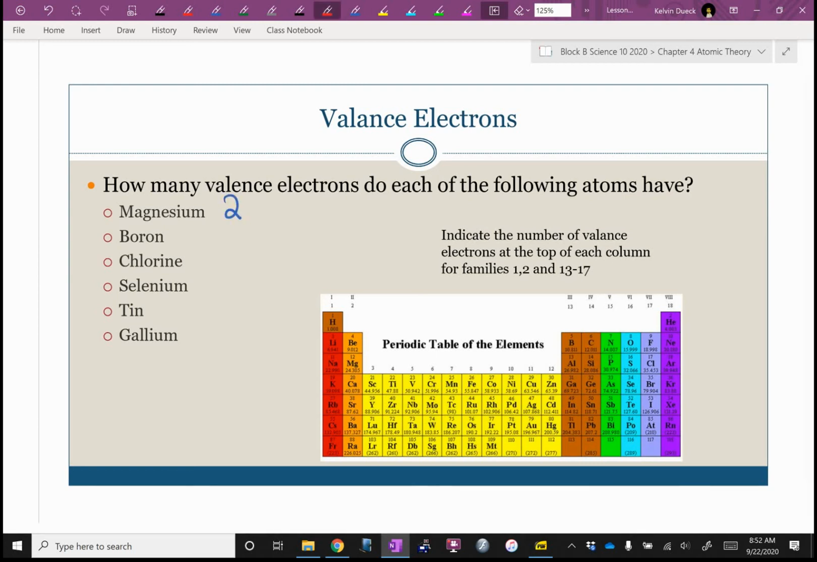How many valence electrons does boron have? 3. How many valence electrons does chlorine have? 7. How many valence electrons does selenium have? Now you got to find selenium. What element number is selenium?